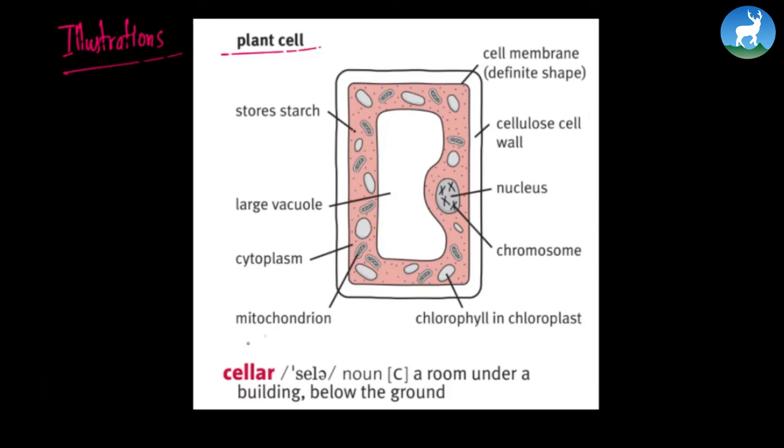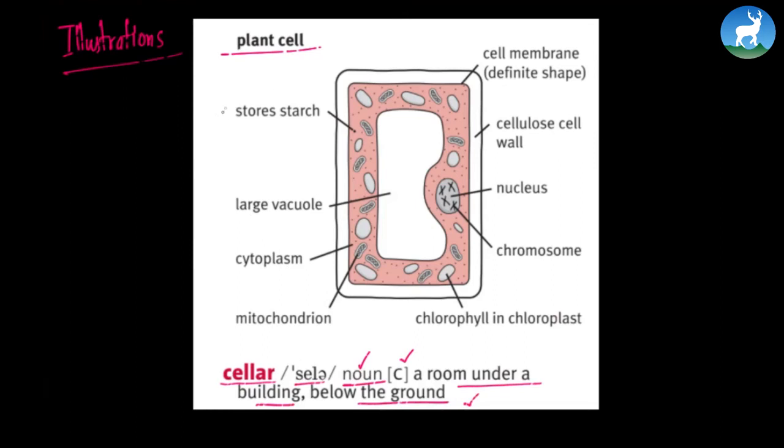A picture is given, and there's one more word, cellar, related to the building. The pronunciation is given here. What is the form? Noun, countable: a room under a building below the ground. So that is what we call cellar, right? An underground room. But let's focus on this illustration.